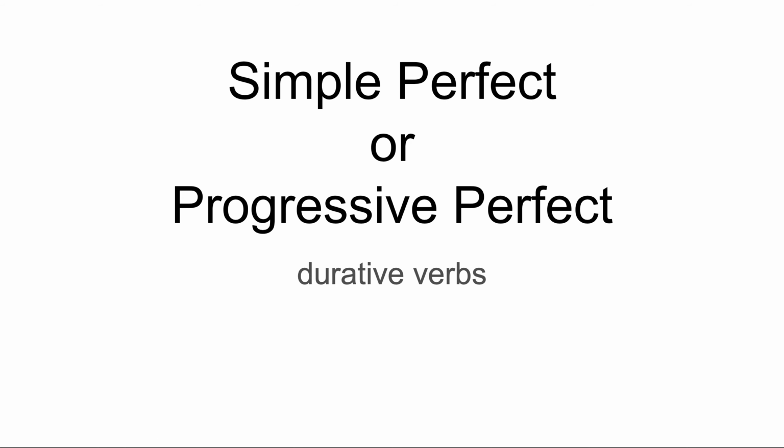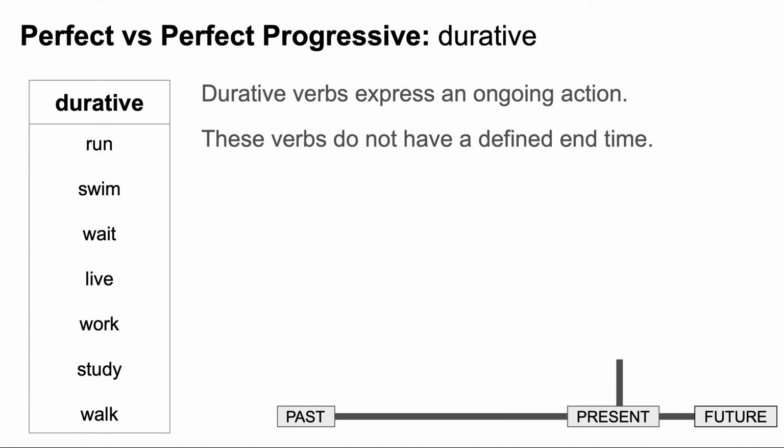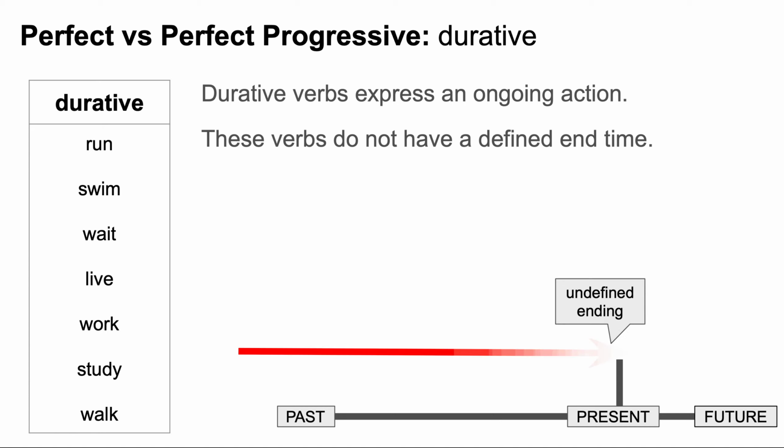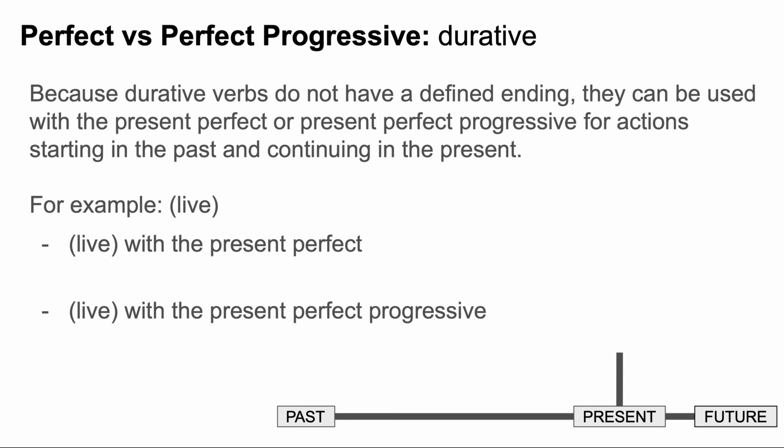Now let's look at durative verbs. As stated before, durative verbs express an ongoing action. These verbs do not have a defined end time. Examples of durative verbs are run, swim, wait, live, work, study, and walk. Because durative verbs do not have a defined ending, they can be used with the present perfect or present perfect progressive for actions starting in the past, such as 10 years ago, and continuing until the present.